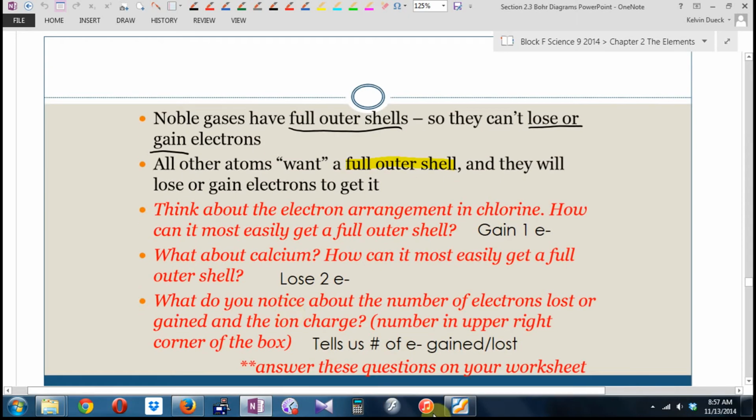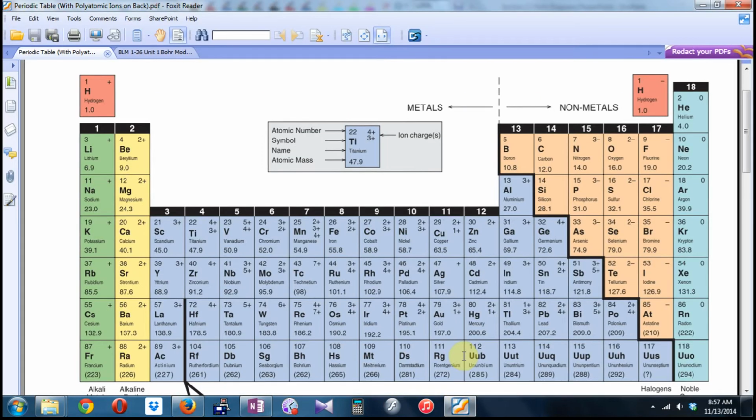What about calcium? So calcium is right here. How many electrons does calcium have in its valence shell? Count. 2. So it can either lose 2, or it can gain 6. What's easier, losing 2 electrons or gaining 6? Losing 2. So calcium, to become a stable ion, wants to lose 2.